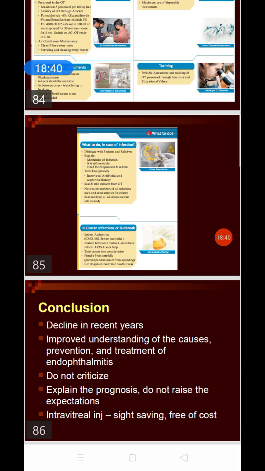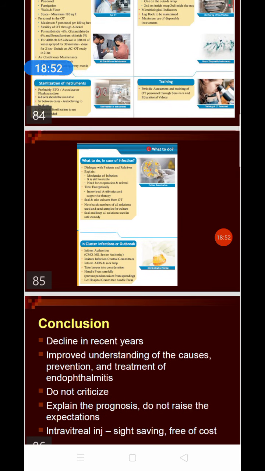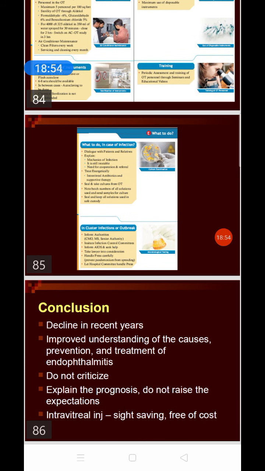And we need to explain the process once it is a case of endophthalmitis. Don't try to raise the expectation of the condition. It should be sight saving.